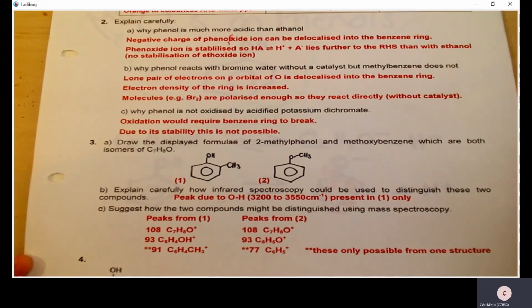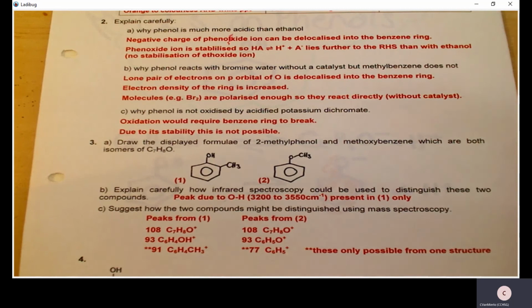Then when we're explaining how spectroscopy can be used, we need to make sure we specify which one we're talking about and the differences. So we're wanting to look at how we can distinguish between these two compounds. So it's no good just listing lots of peaks you will have. We want to know how we're going to spot the difference.